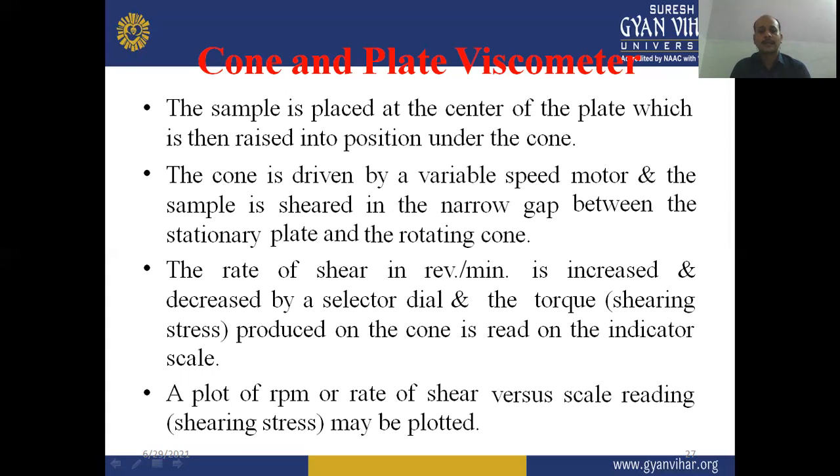So this is another type of rotational viscometer, the Brookfield viscometer, which is used in industry as well as in our laboratories. It is widely used for determination of viscosity for both types of fluids, either Newtonian or non-Newtonian liquids.